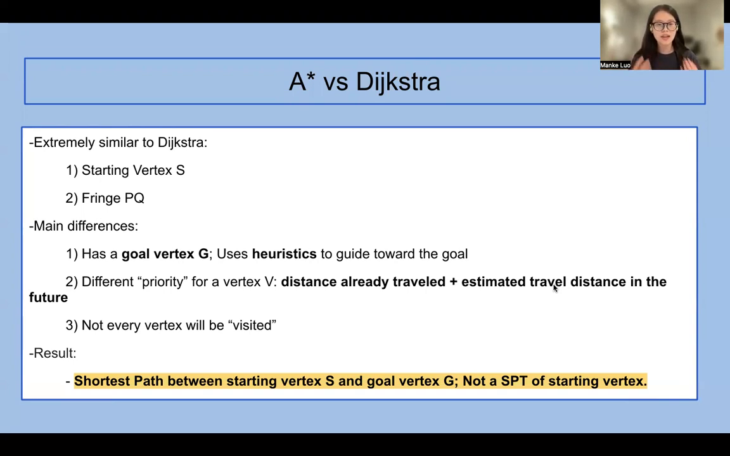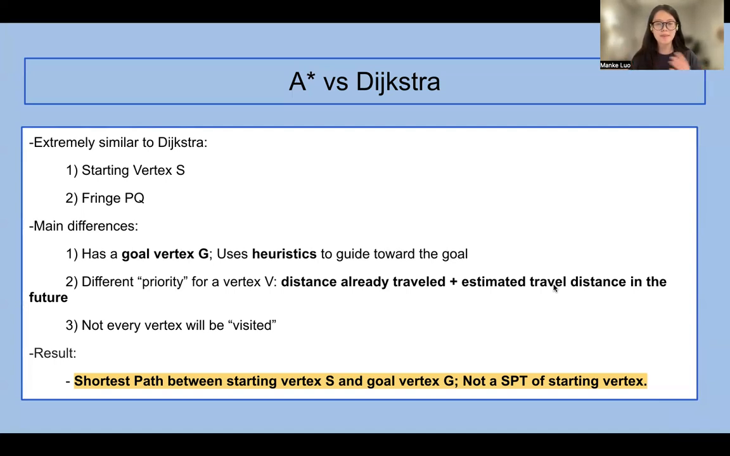And so A star is, in a sense, very similar to Dijkstra because one, they both have a starting vertex, and two, they both use this fringe slash priority queue data structure to help us keep track of which vertex to visit next, depending on whatever priority you made it to be. And the main differences between them are, one, A star has a goal vertex.